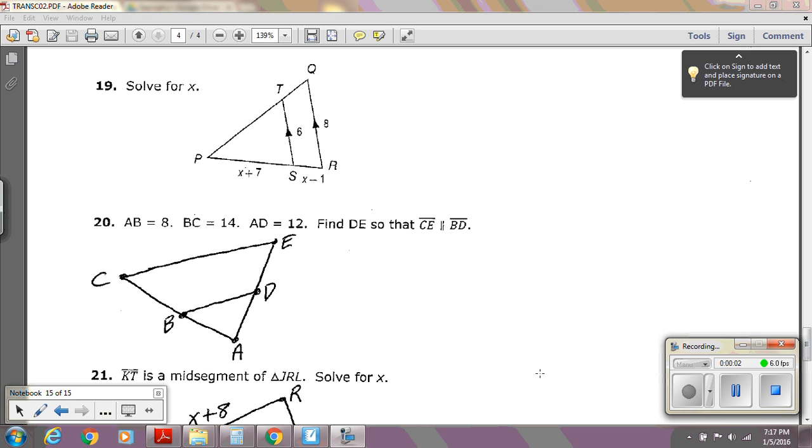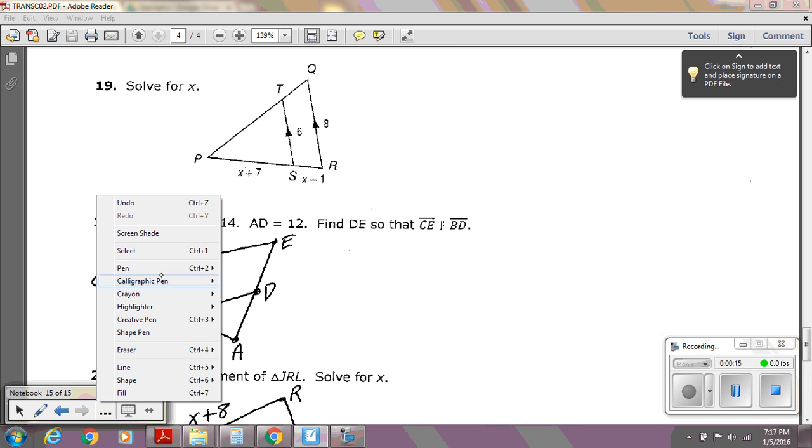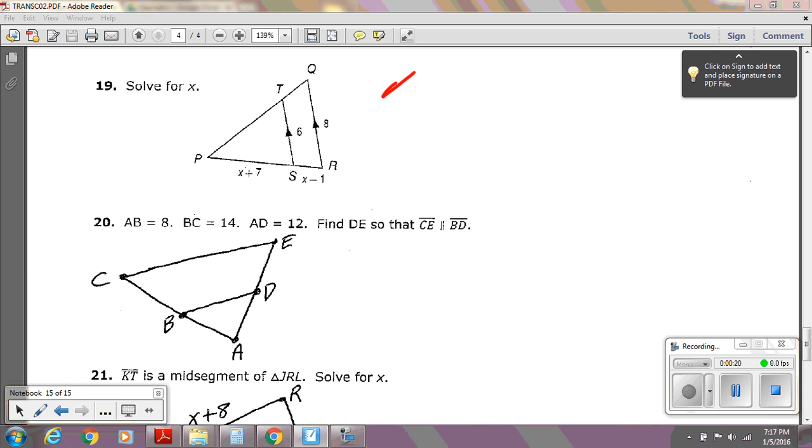Alrighty, this is the final segment of the review video. Number 19, solve for x. So on this one, you're going to want to separate the triangles into two separate triangles. You're going to have the small one being triangle PTS, and the larger one being PRQ.